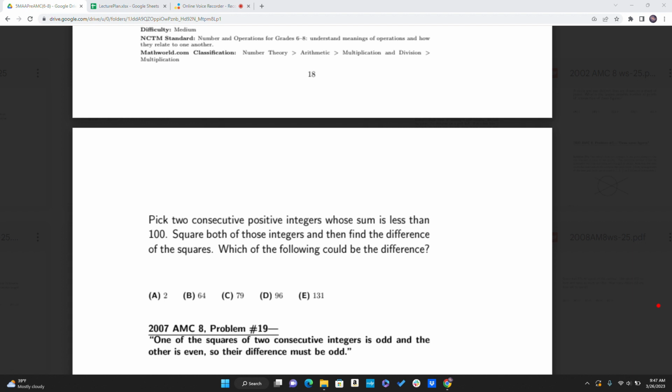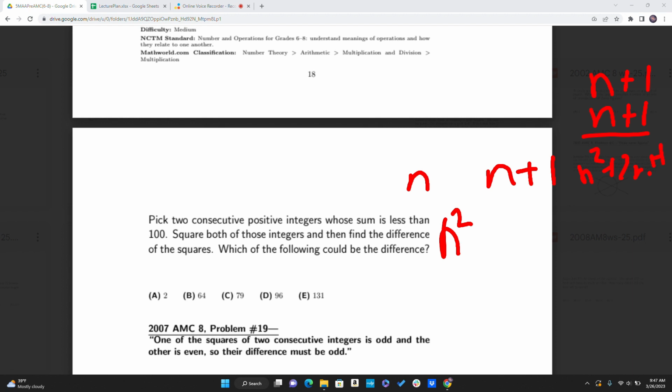Okay, so let's find 2 positive integers. Let's call them n, and then n plus 1. Right, they're consecutive, so one comes right after the other. N and then n plus 1. Then we want to square both of them. So squaring n, we get n squared. Squaring n plus 1, that's n plus 1 times n plus 1. We get n squared plus 2n plus 1.